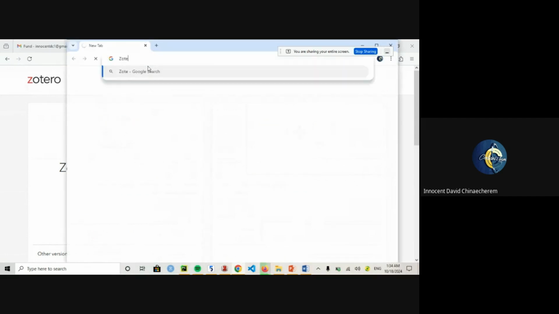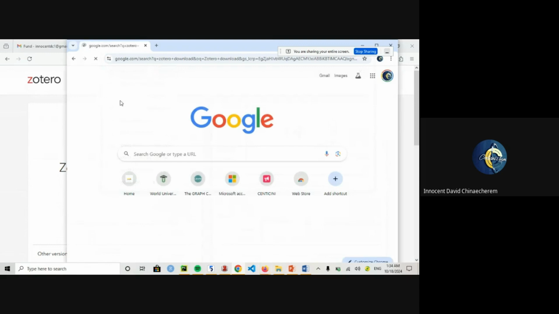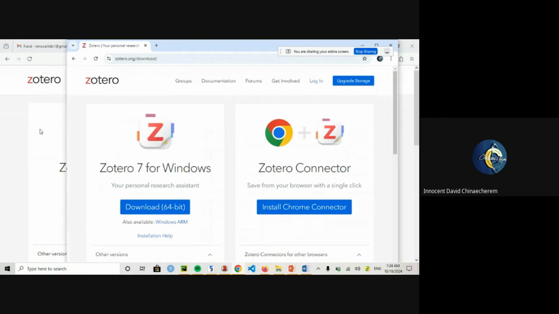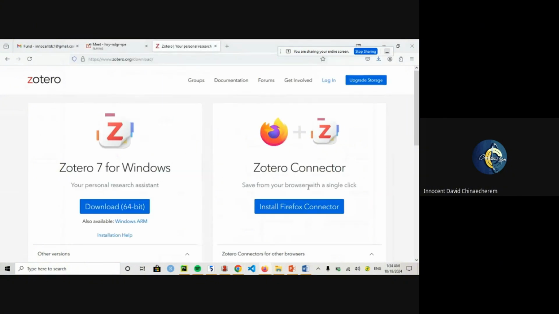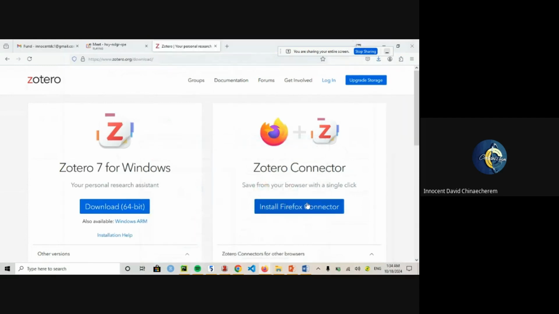So you're going to search Zotero download, search that, and you're going to get that. So you click on that as well. If you notice here, this is my Zotero connector for my Firefox, and this is my Zotero connector for my Chrome. So this is the Chrome connector, and that also is the Firefox connector.